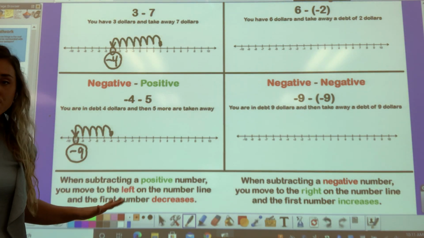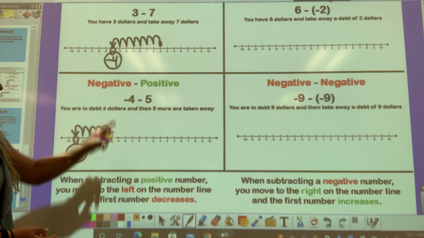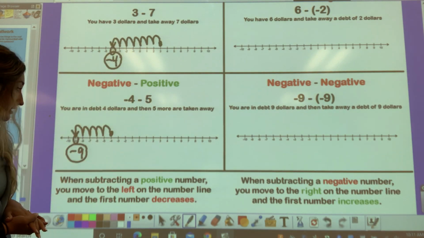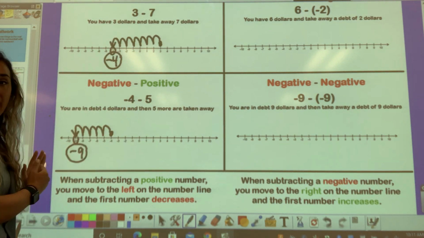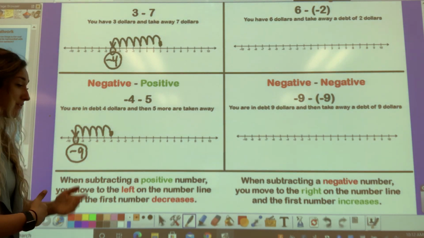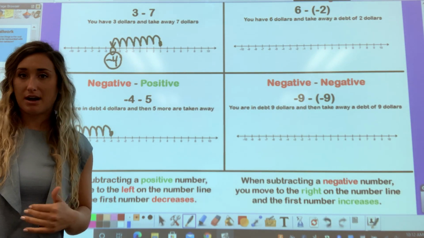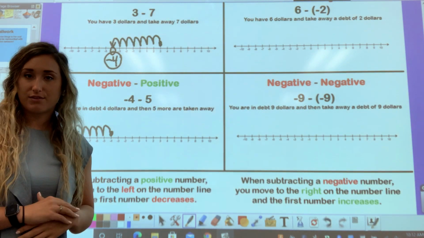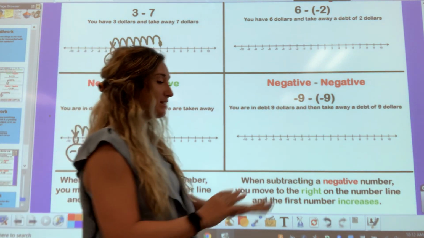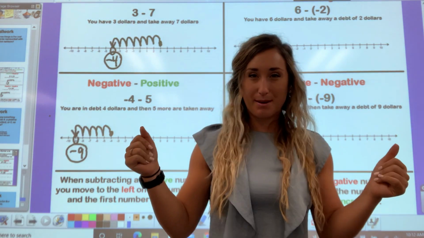So going down to this rule here, if we subtract a positive number like we did in both of these examples, we move to the left on the number line, and the first number is decreasing, which makes sense. We're used to subtracting positive numbers, and we know that that makes the first number smaller. This, again, is where we're going to get a little bit mind-blown.